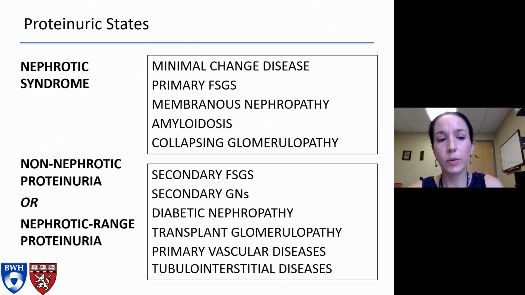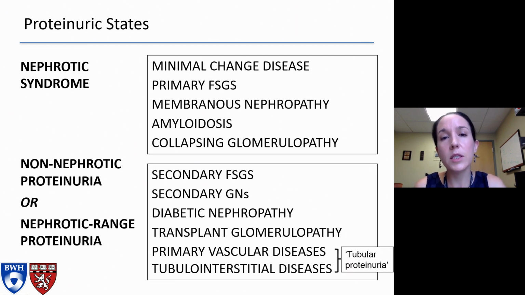And then non-nephrotic proteinuria, nephrotic range proteinuria: secondary FSGS, obviously from many causes, secondary glomerular diseases such as lupus. Diabetic nephropathy is probably the commonest one that we see. In my work, we see a lot of transplant glomerulopathy. And the primary vascular diseases and tubulointerstitial diseases can also cause proteinuria. This tends to be lower, and we talk about this as tubular proteinuria, which is really around the 1 to 1.5 gram range, so tends not to reach a nephrotic range.